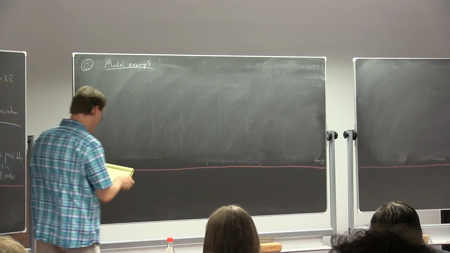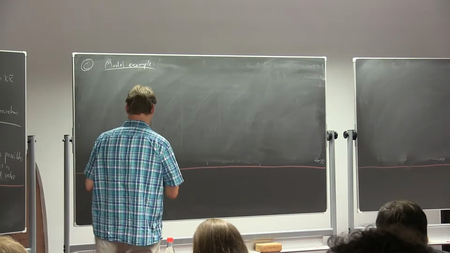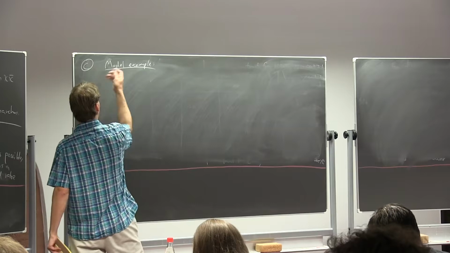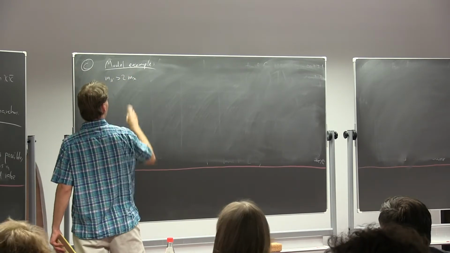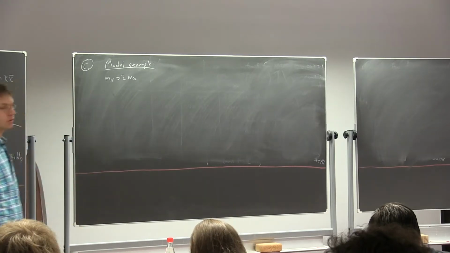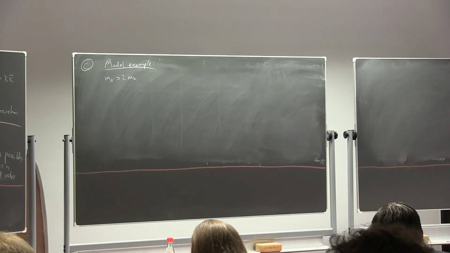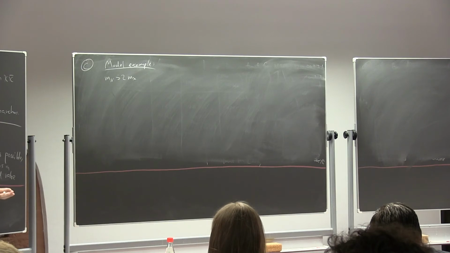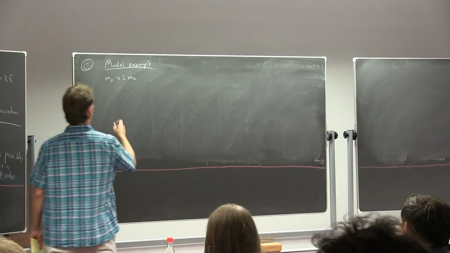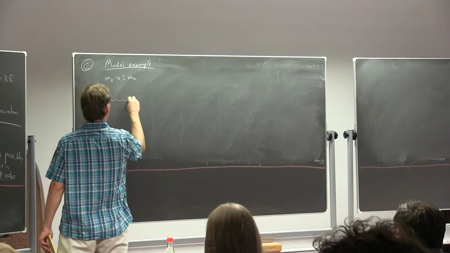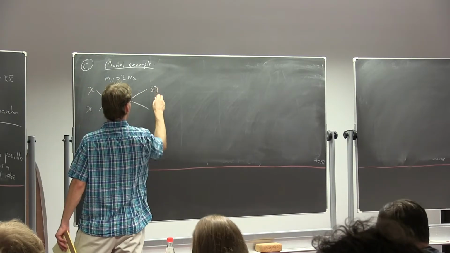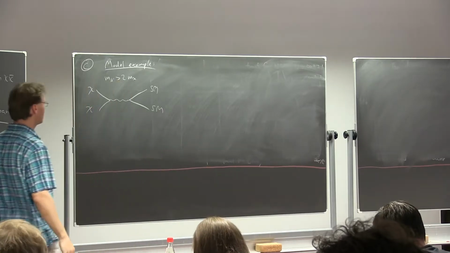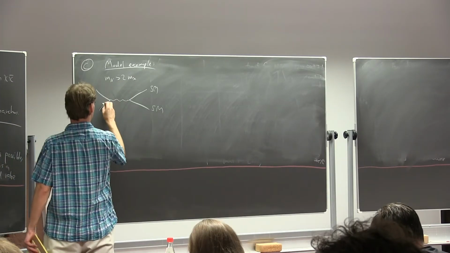Okay, we can have the following process. So we're going to consider a particular parameter range, which we've been doing so far already. We're going to take the dark photon mass to be bigger than twice the dark matter mass. So if you produce a dark photon in your accelerator, it's going to decay to dark matter. Okay. So for this example, what you can get is a diagram like this.